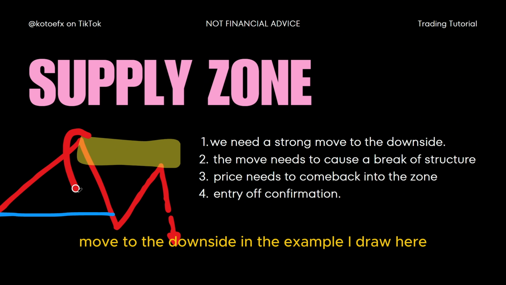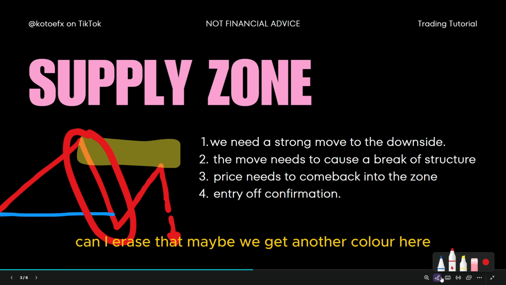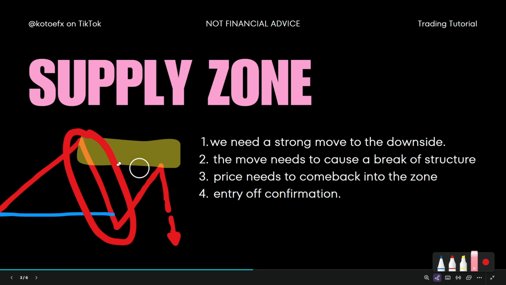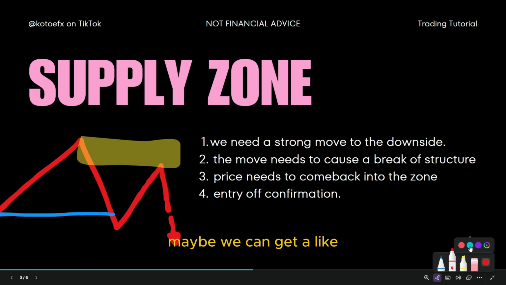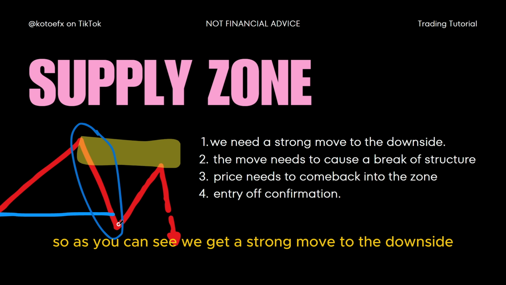In the example I draw here, you can see we get a strong move to the downside. Can I erase that? Maybe we get another color here. Yeah, blue works, I think. Blue works, okay. So as you can see, we get a strong move to the downside.